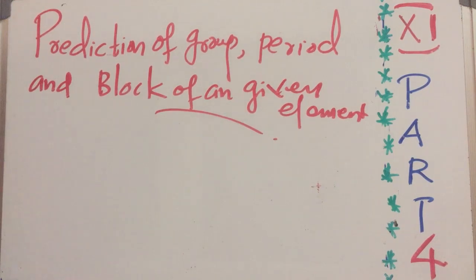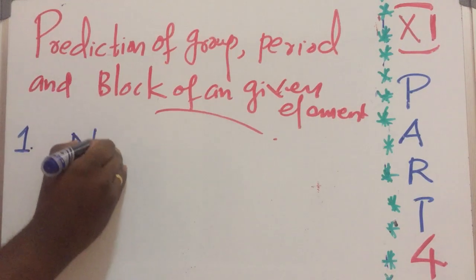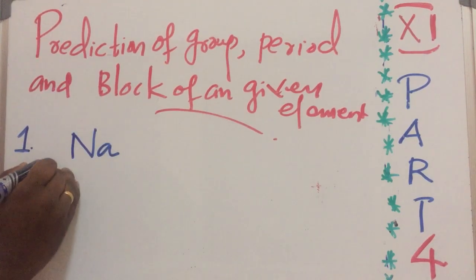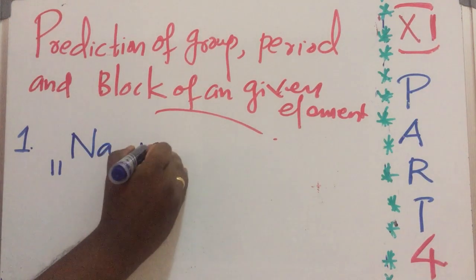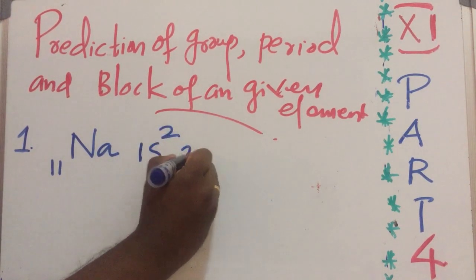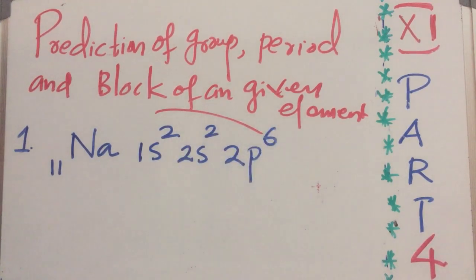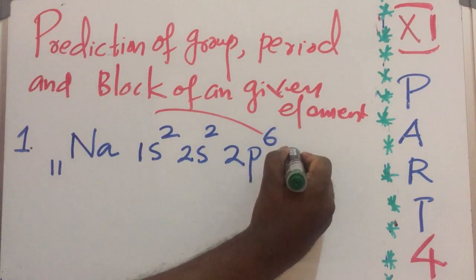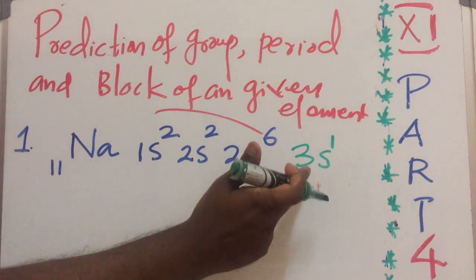Let's see some examples. Number 1, sodium. What is the atomic number of sodium? 11. Can you tell the electronic configuration? 1s2, 2s2, 2p6, then 3s1 is very important. Why is 3s1 important?